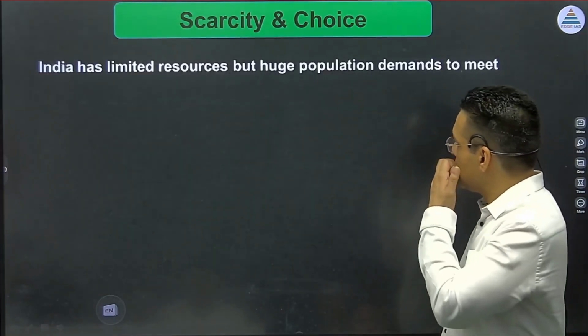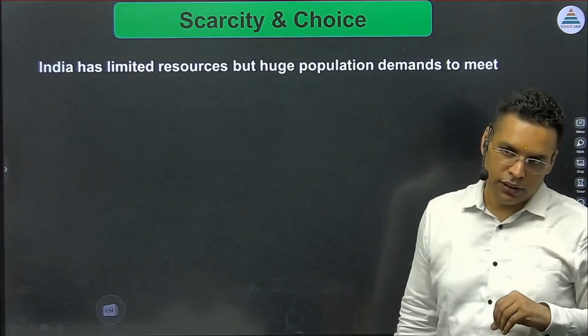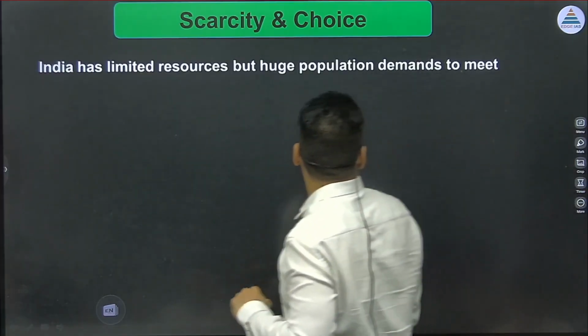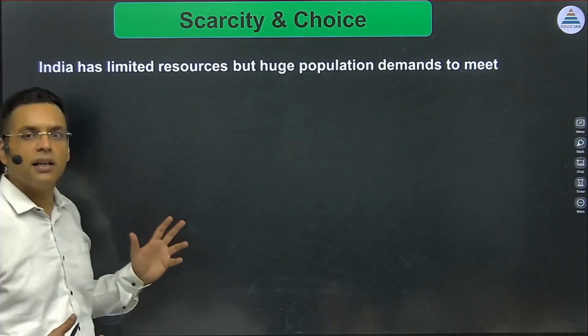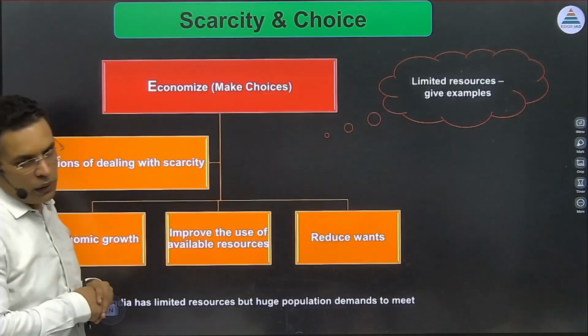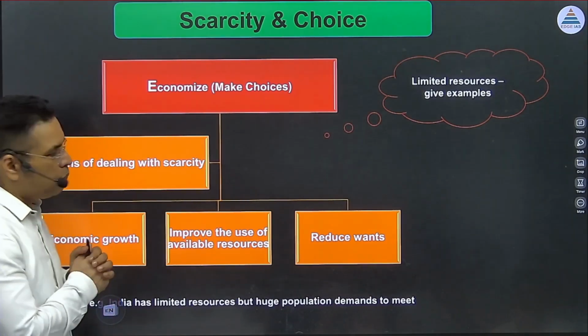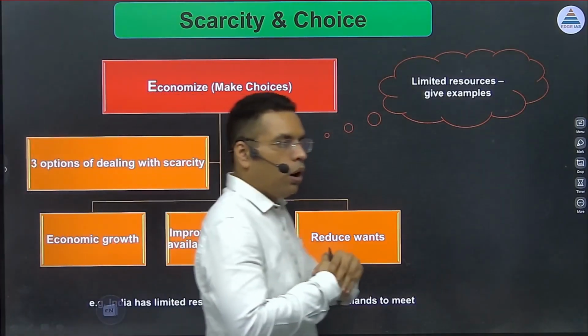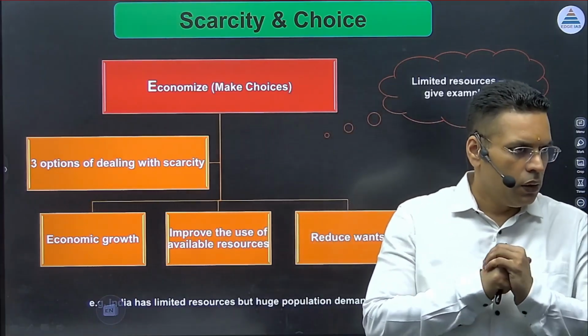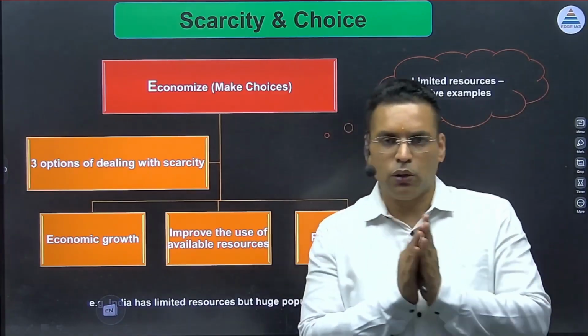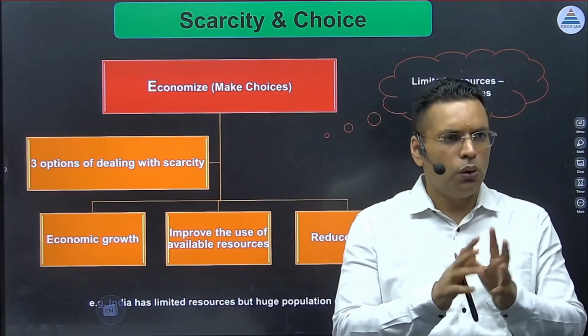India has limited resources but a huge population. Okay? And the population demands to be met. So हमें क्या करना है? How do we address that? The role of the government will come here. Then similarly, all the time you're taking economic decisions. आप economic decisions ले रहे हो. The same will apply at micro level, at macro level. So what is the way forward?